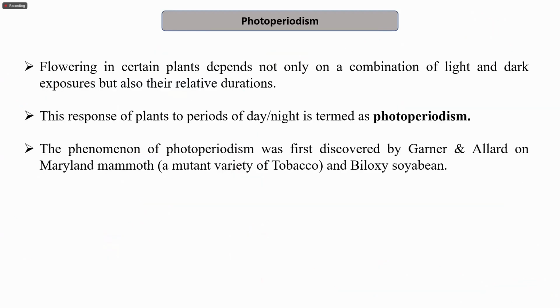So this was the effect of light on seed germination. Now, a very important topic, photoperiodism. Light and period defines the time, right? So it is the response of plants to the periods of day and night, that is, the time for which the plant is exposed to light or kept in dark. So flowering in certain plants depends not only on a combination of light and dark exposure, but also on their relative durations. That is, for how long the light or dark conditions are maintained.